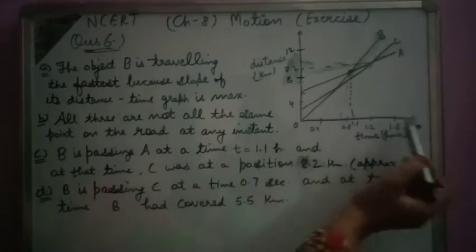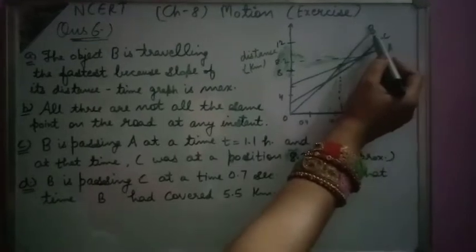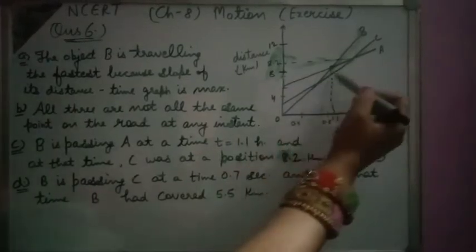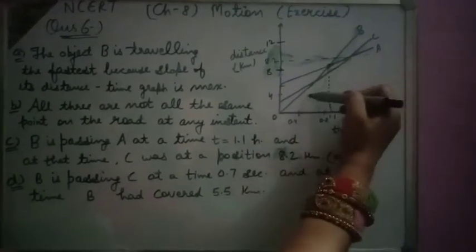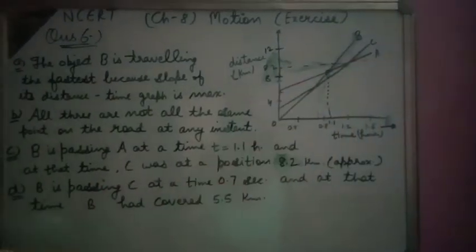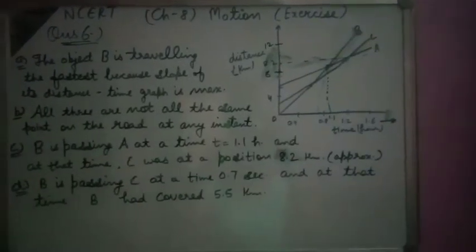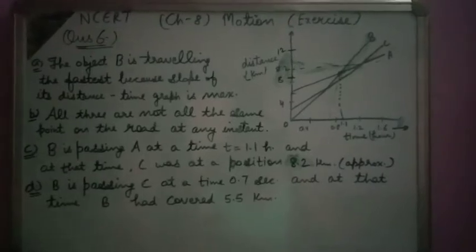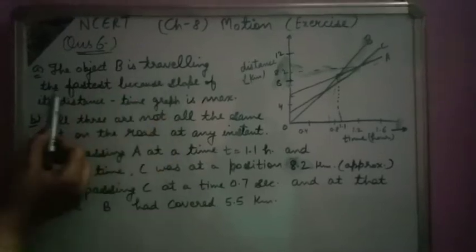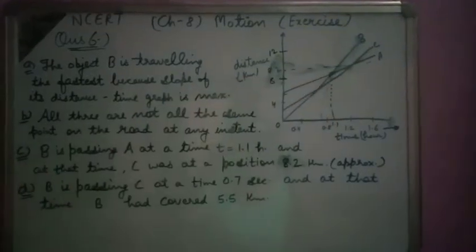Here I have made the distance-time graph, and I have shown the slope of all three objects A, B and C. This is the slope for object A, this is the slope for object B and this is the slope for object C. Here you can see the slope of object B is maximum. So in the first question, they are asking which of the three is traveling the fastest. Object B is traveling the fastest because the slope of its distance-time graph is maximum.